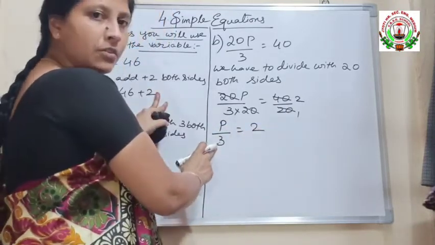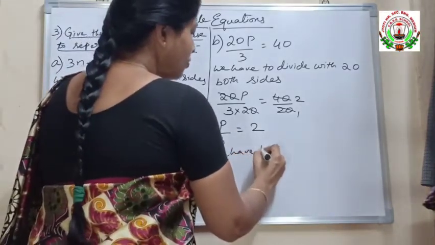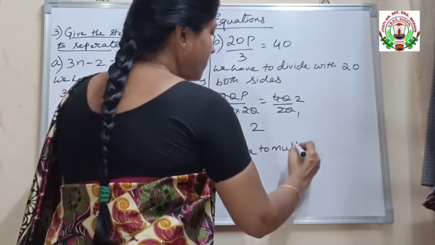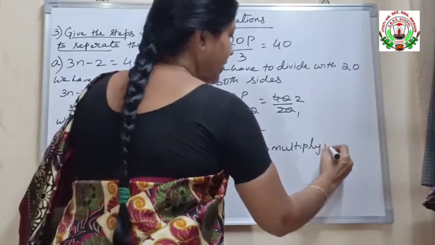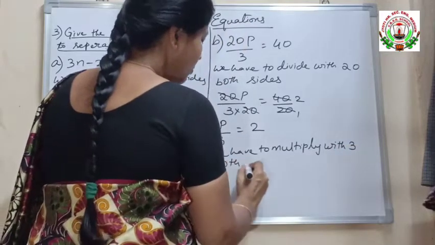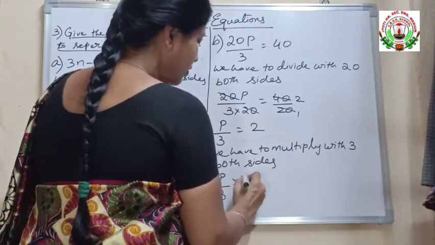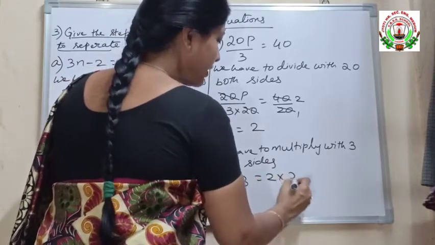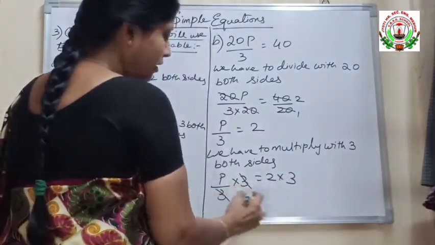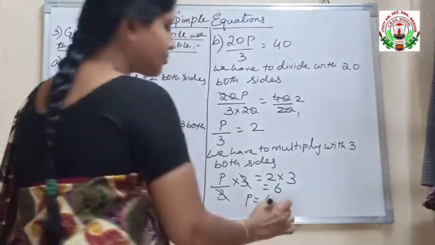Now we have to remove this divide. So we have to multiply with 3 on both sides. So this will be p by 3 into 3 is equals to 2 into 3. So this 3 got cancelled and 2 3s are 6. So the answer we got is p is equals to 6.